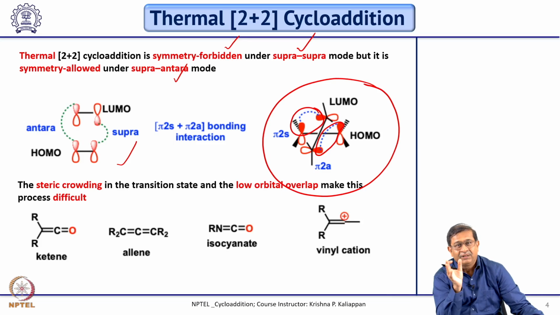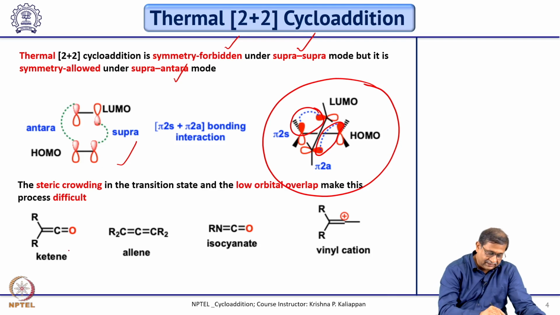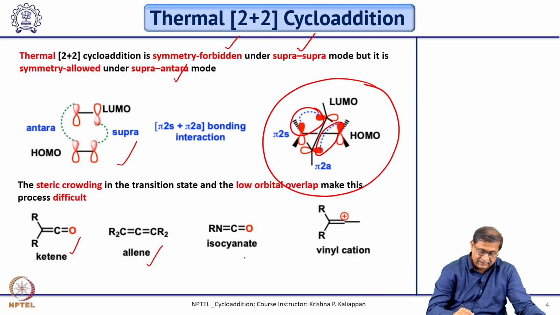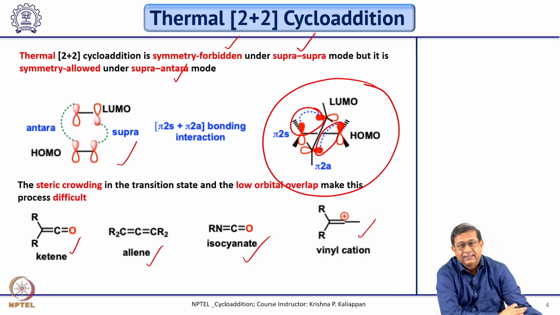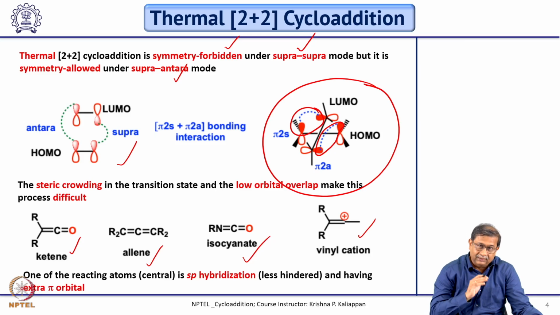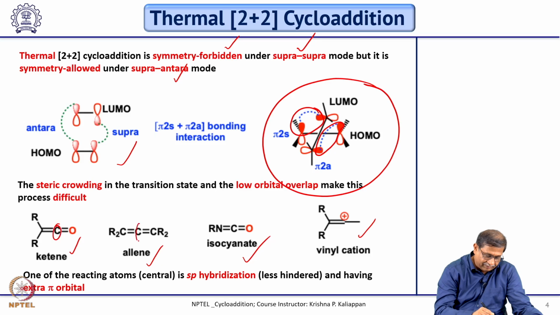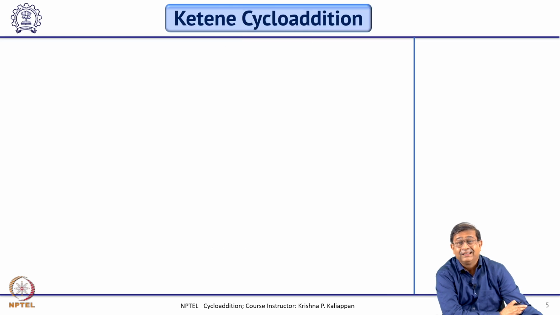So normal alkenes won't undergo thermal 2+2 cycloaddition. Only components like ketenes, allenes, isocyanates and vinyl cations are known to undergo thermal 2+2 cycloaddition reactions. And if you look at all these four components, the central carbon atom is sp hybridized. That is very important for thermal 2+2 cycloaddition reaction to happen.